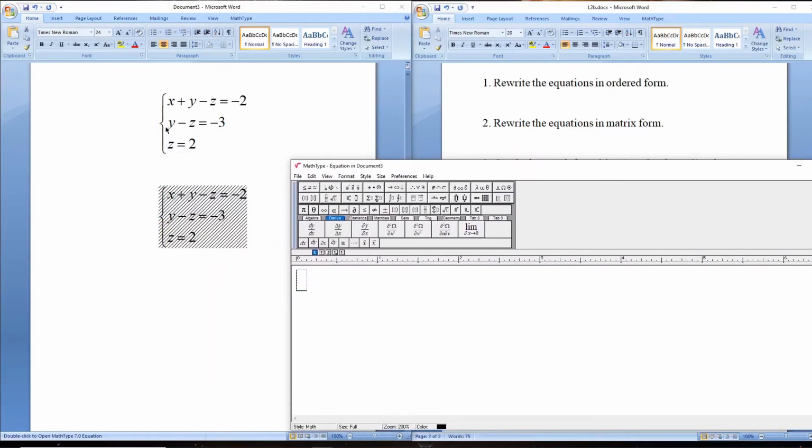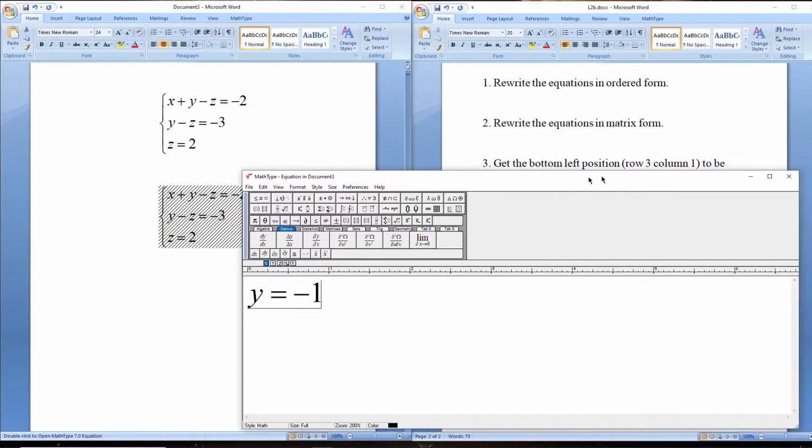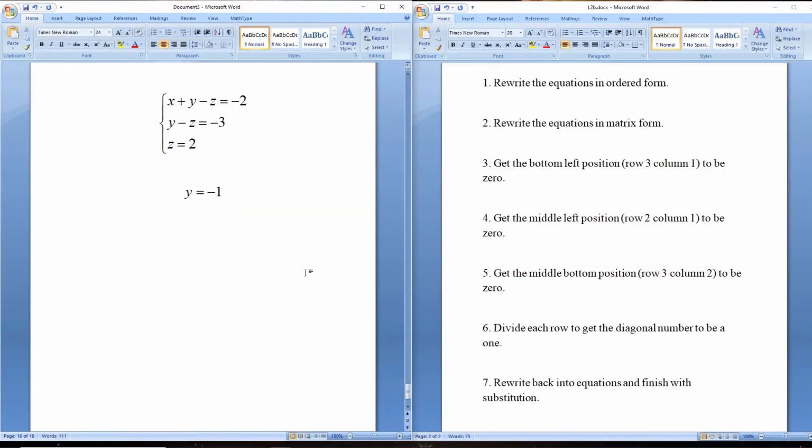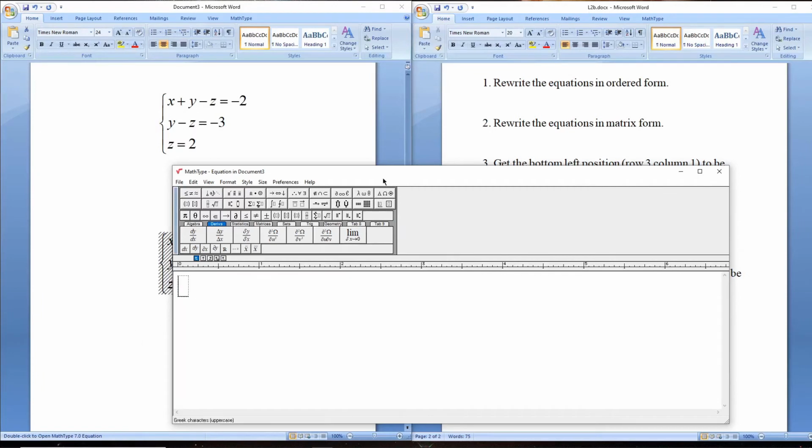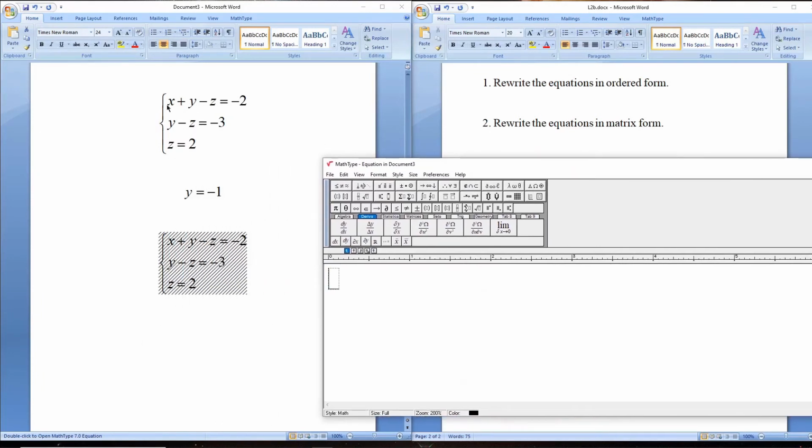So our second equation here is y minus z, but we know z is 2, and this has to equal minus 3. So we can see then, adding 2 to both sides, that y must be minus 1. So we have z equals 2, y equals minus 1. So now let's plug all that in to the first equation then, at the very top here.